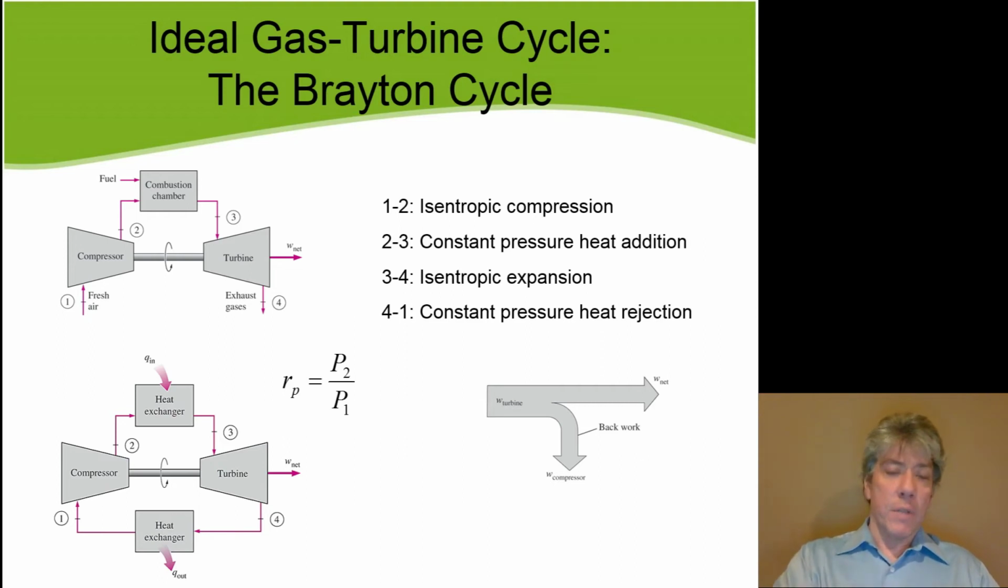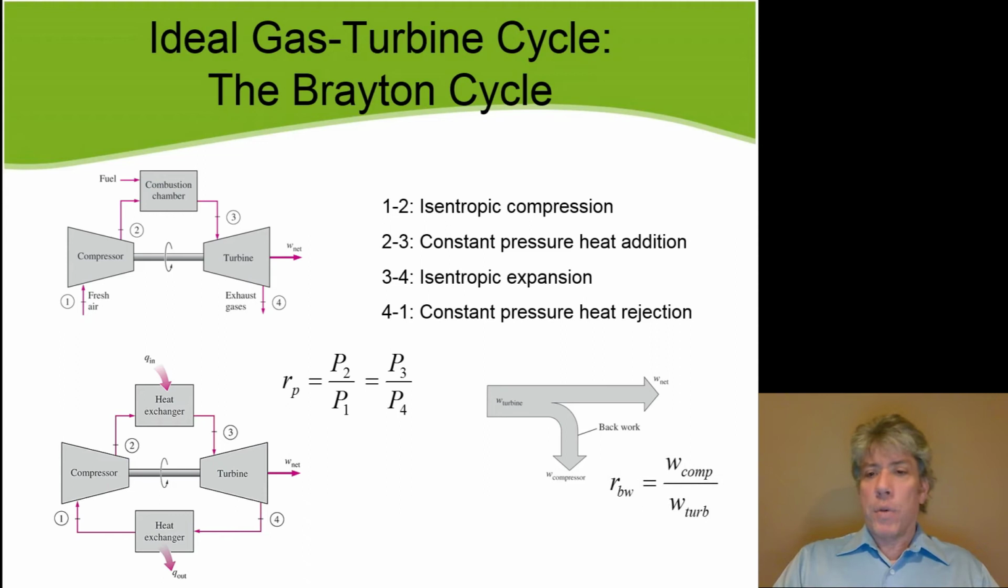And then we can define what's called a pressure ratio, which is just the pressure at the high side over the pressure at the low side, P2 over P1 for example. Of course that can also be written as P3 over P4, because P3 and P2 are the same thing, and P1 and P4 are the same thing, at least for our idealized cycle here.